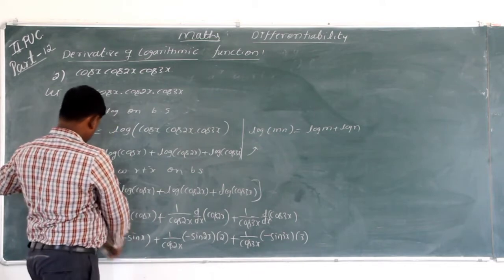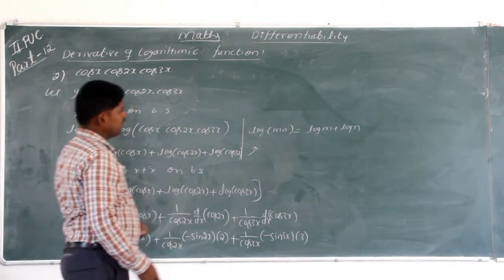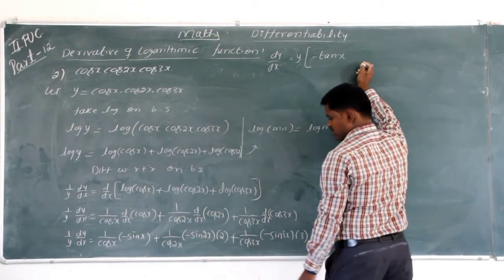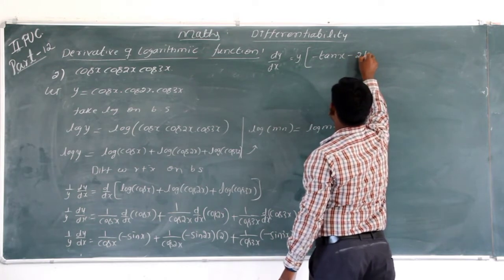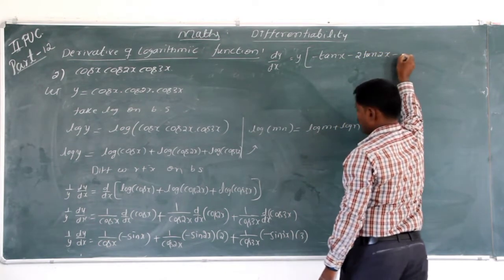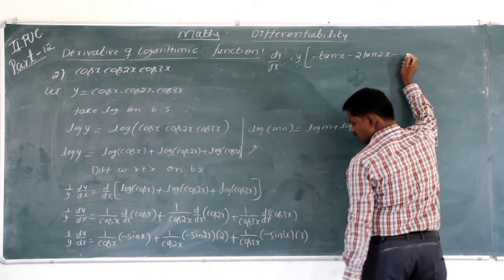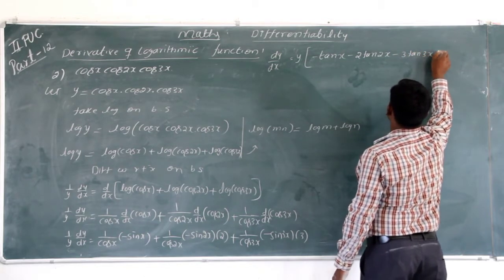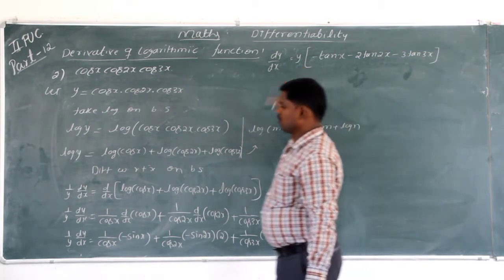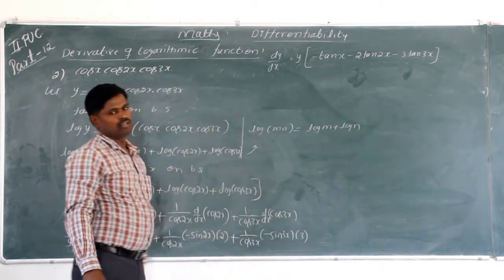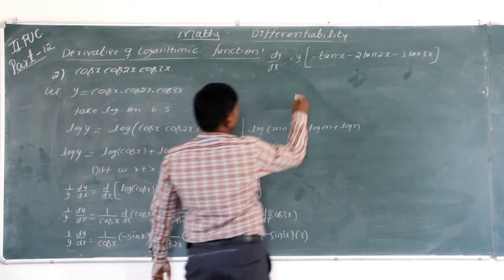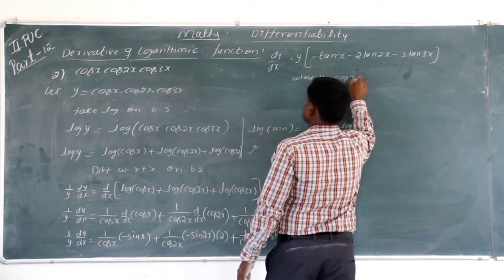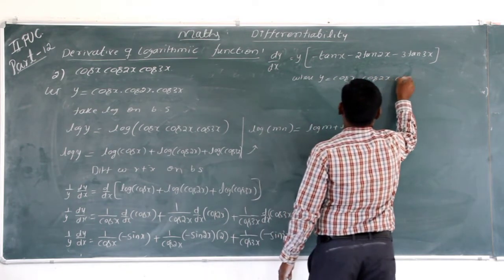Now we are going to simplify this. So dy by dx is equal to, sin x divided by cos x, that is tan x, so minus tan x, minus 2 into tan 2x, minus sin 3x divided by cos 3x, that is tan 3x, so here 3 is there, 3 tan 3x. So this is the derivative of the given function, where y is, you should write y, where y is equal to cos x cos 2x into cos 3x.